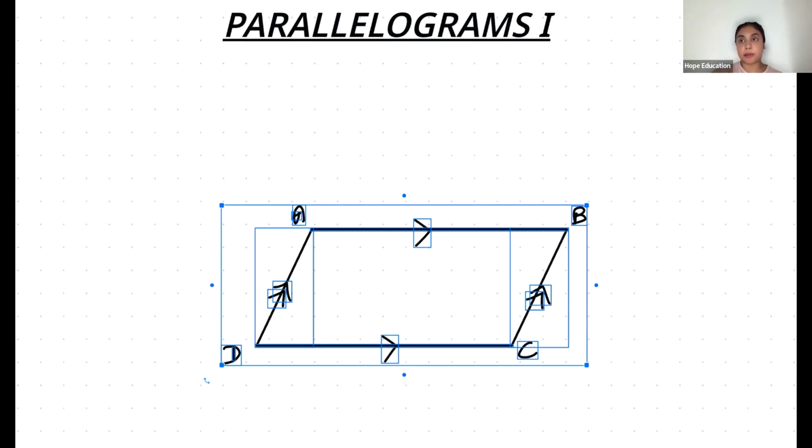So any quadrilateral where the opposite sides are parallel, we call it a parallelogram. So a certain category of parallelograms, we call them squares. Another category of parallelograms, we call them rectangles. Another category, we call them rhombuses. And there are other parallelograms that are just parallelograms without being squares, rectangles, or rhombuses. Okay? Okay, Miss, thank you. Yes, that's a very good question.